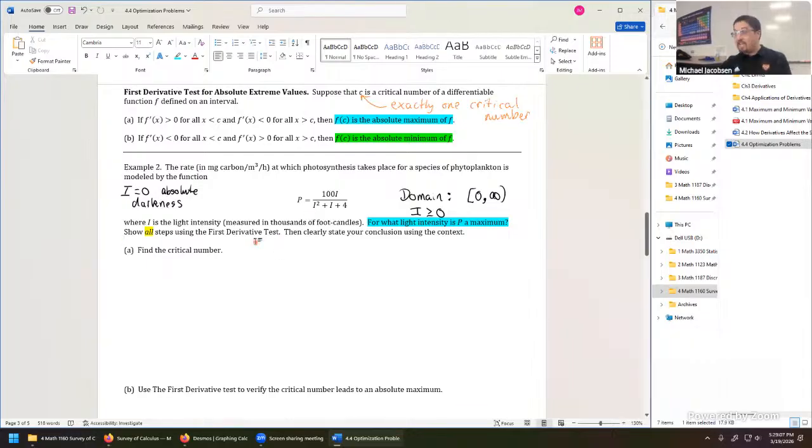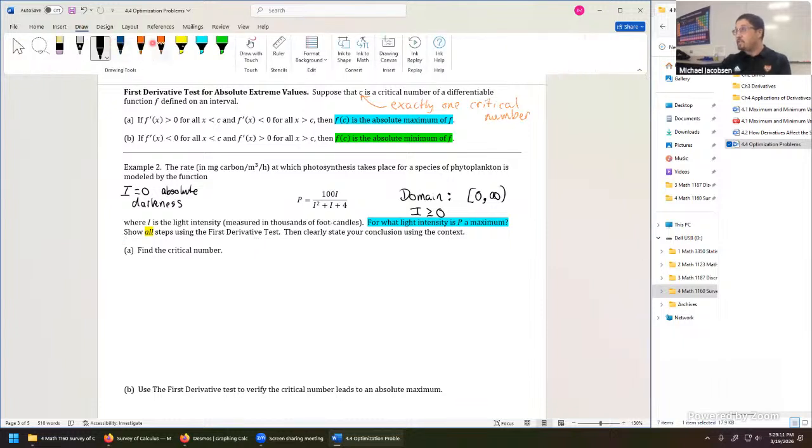So we're going to use a first derivative test. But in the process of that test, first thing we do is find the critical number of the function, which means we need the derivative of P. Then we'll set it equal to 0 and solve.